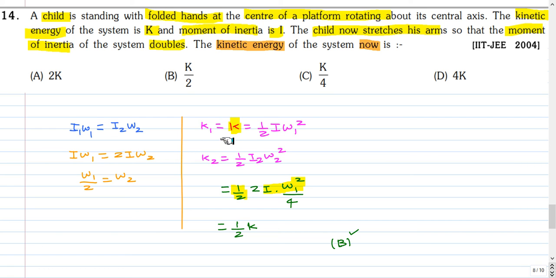The initial kinetic energy, which is rotational kinetic energy, is half I omega 1 squared. And the final kinetic energy is half I2 omega 2 squared. I2 is 2I because the moment of inertia is doubling, and omega 2 is omega 1 by 2. So omega 2 squared is omega 1 squared by 4, and the kinetic energy is one-fourth of twice half I omega 1 squared. From this we get K2 as half K. So the kinetic energy goes down to half. The correct option is option B.